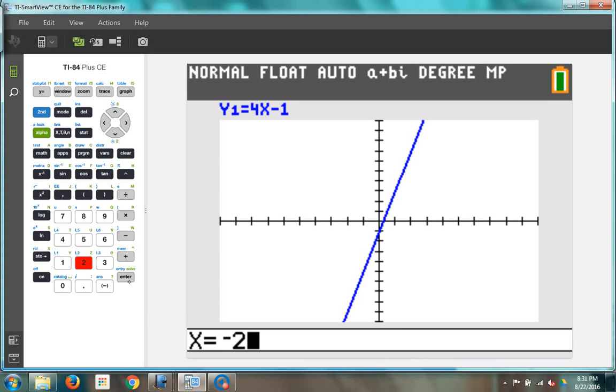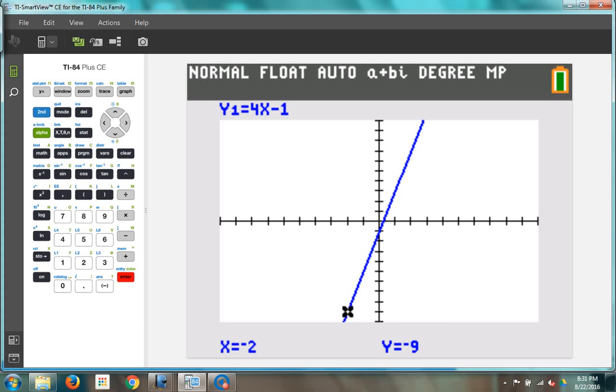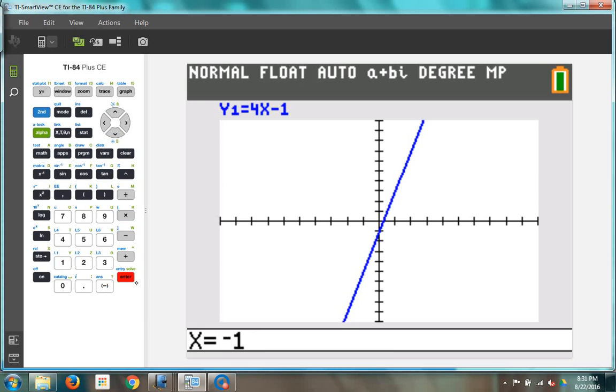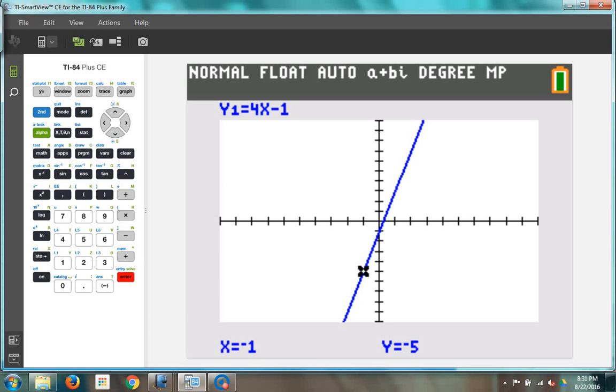Okay. If I wanted to get those ordered pairs that I did, I could hit the trace button and type in, well, -2. What's that Y value? There's the -9. Notice down here at the bottom that I've got a -9 as the Y value. It tells me the ordered pair down there at the bottom of my screen. Your graphing calculator that you guys can get has the same thing. If I did -1, I just type a -1, hit enter. There's the -5 that I found by plugging it in.